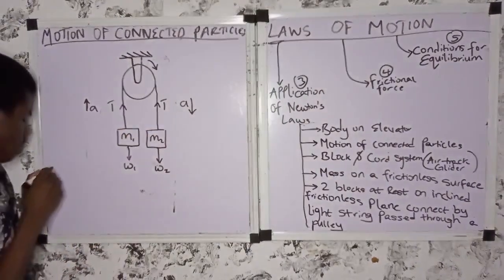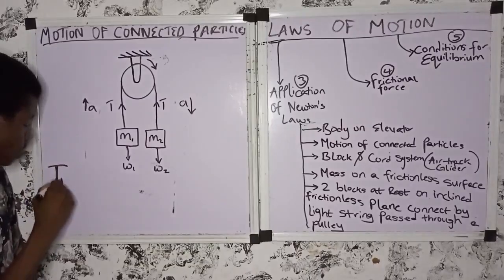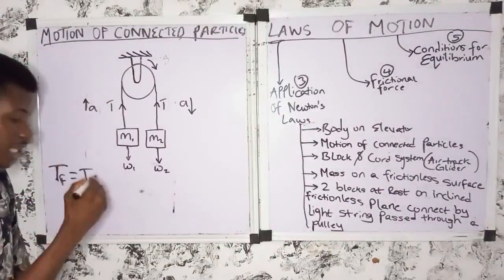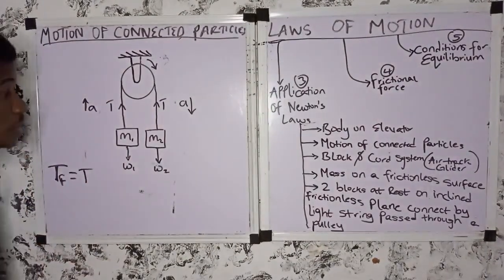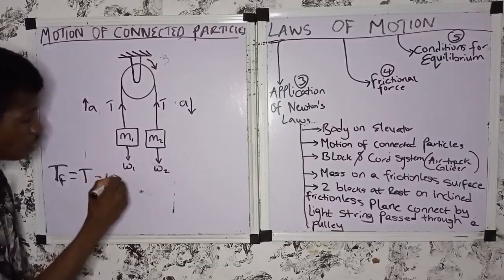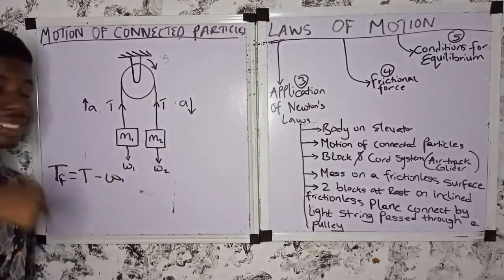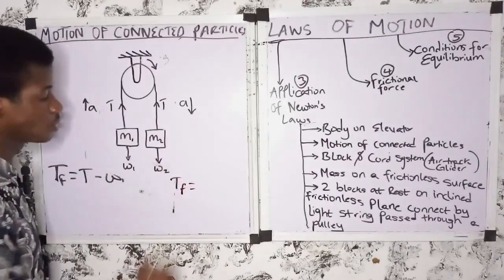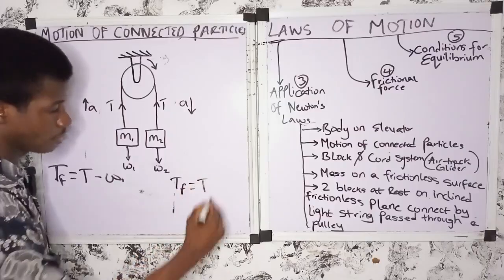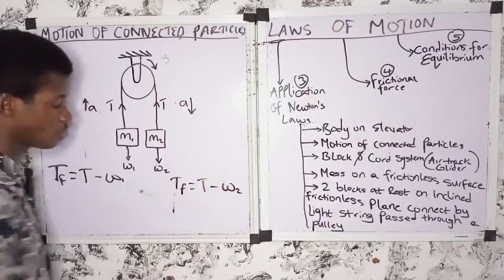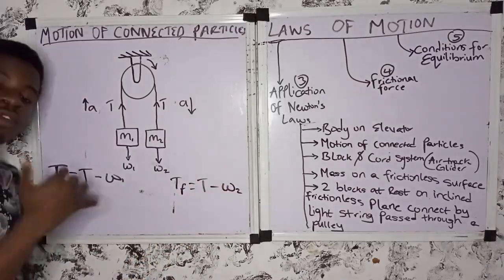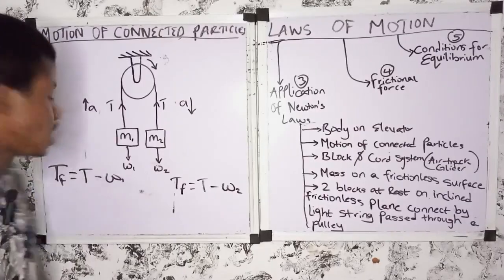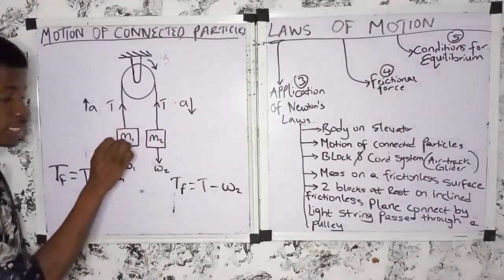So the total force acting on M1 is equal to the tension, which is going upward. Remember, going up is positive. Then minus W1, which is the weight. Weight is always going downward. Now let's go to this side. The total force acting here is equal to the tension as well, then minus the weight of M2. Now, what is the formula for force? The formula for force is MA.